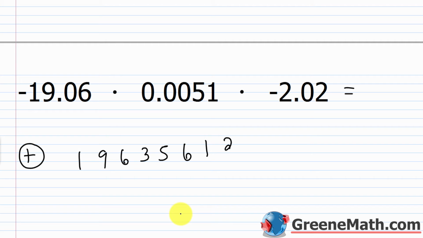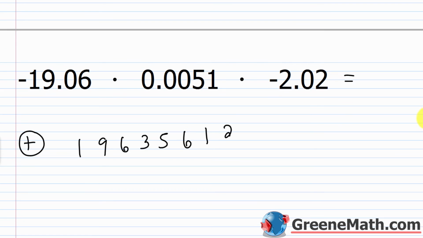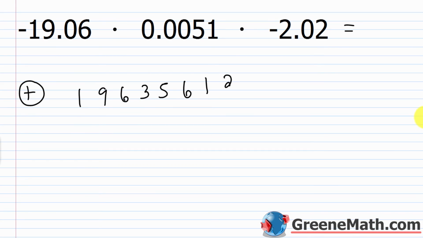So now we want to just figure out where our decimal point should be in this answer. So to do that, we count the total number of decimal places between all of the factors. So if I come here, I have 2 decimal places. So 2 decimal places. Here I have 1, 2, 3, 4. So 4 decimal places. And here again I have 2 decimal places. So 2 plus 4 is 6. 6 plus 2 is 8. So that means I need to move my decimal point 8 places to the left.